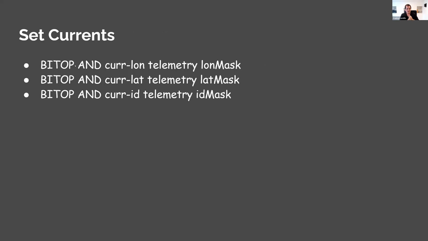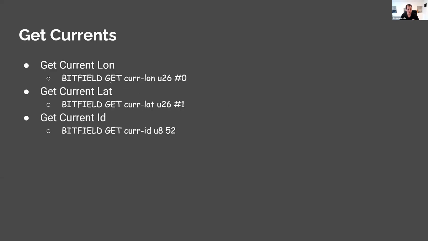Then you basically set. So in this case, let's say we want to have a current longitude, current latitude, and current ID. You would use bit op, you would pass in the operation, which in this case is going to be AND, and you're going to store the output of this operation in current lon, and then you're going to take that telemetry data and mask that longitudinal mask against it. Same thing with the latitude, same thing with the ID, all very similar things. And then you can just query them directly by using basically get current lon.